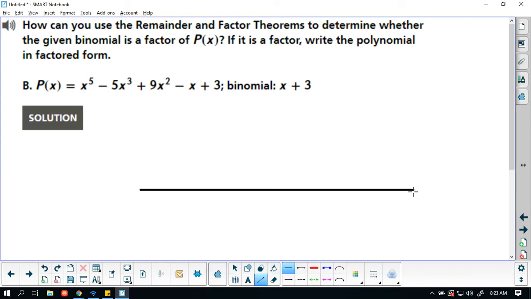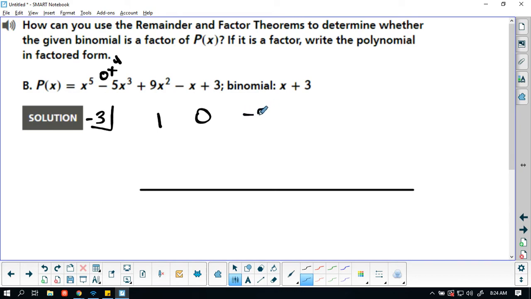Again, draw my line here, just because I'm horrible at drawing lines, as you've seen on this computer. All right, so again, in my mind, I'm just changing that sign to -3. I'm going to make sure I don't need any placeholders, so it goes 5 to 3, so we're going to have a 0x to the 4th in between them. So we have 1, 0, -5, 9, -1, and 3. Again, we need that placeholder for the x to the 4th place here.